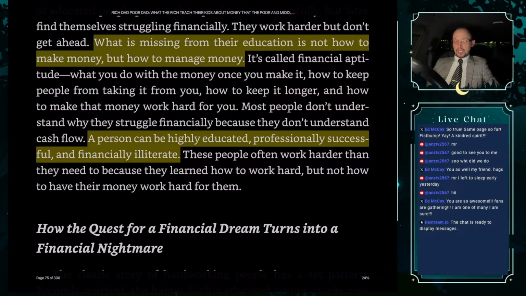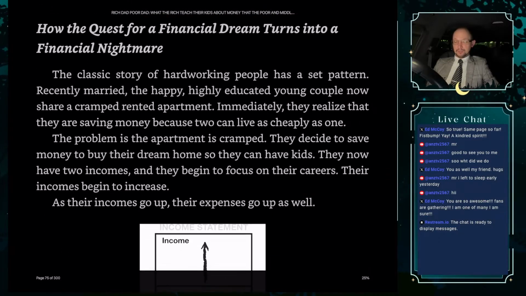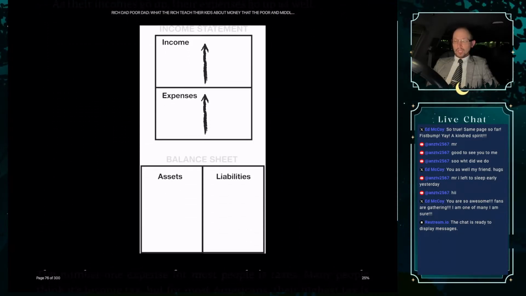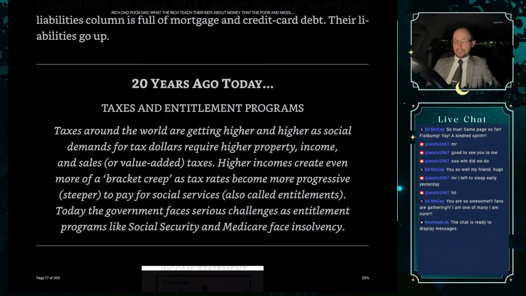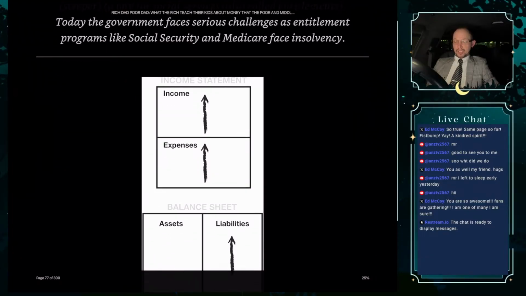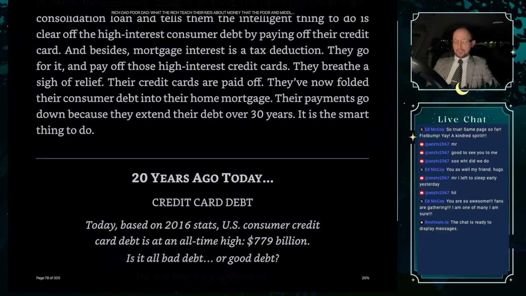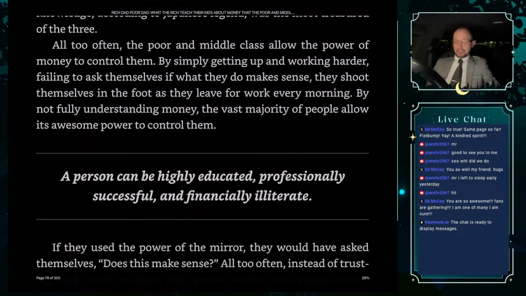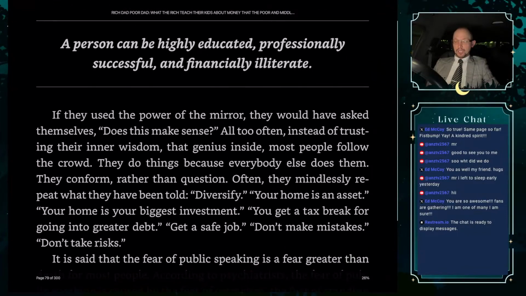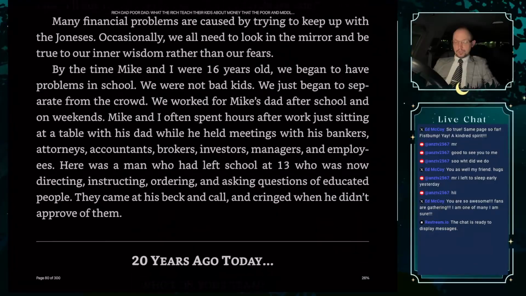A person can be highly educated, professionally successful, and financially illiterate. And then we looked at some examples of how people, no matter how much money they make, they still end up paying more taxes, more expenses, and then on top of it, they get liabilities. And again, they are stuck in the rat race. And that's where I believe we stopped yesterday.